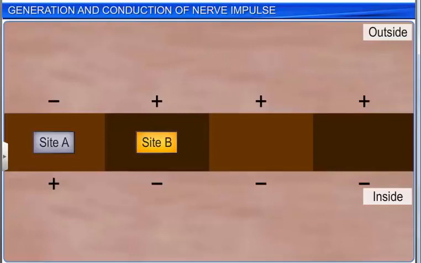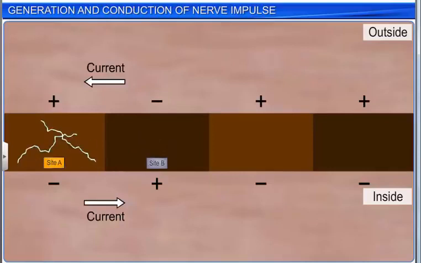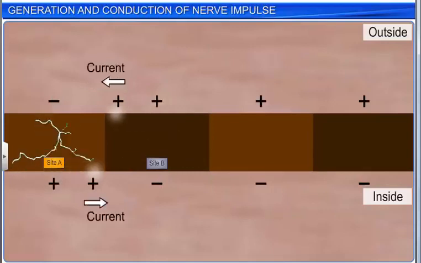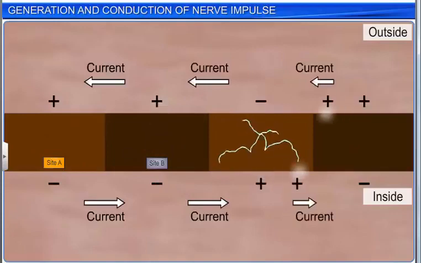As a result, a current flows on the inner surface from site A to site B. On the outer surface, a current flows from site B to site A to complete the circuit of current flow. This reverses the polarity at the site, and an action potential is generated at site B. Thus, the impulse generated at site A arrives at site B. The sequence repeats along the length of the axon for the impulse to be conducted.